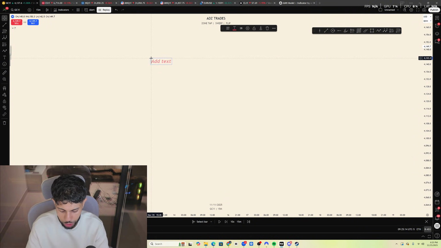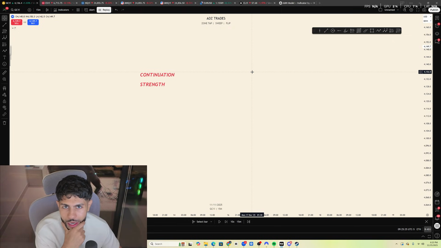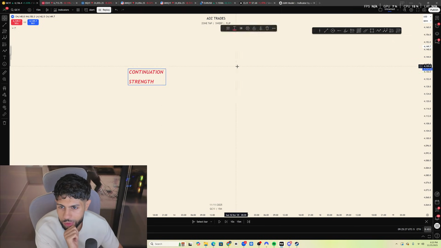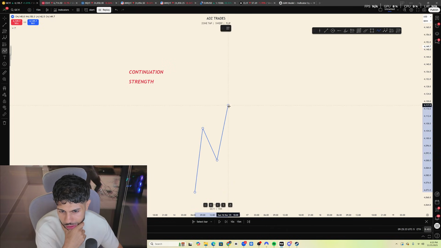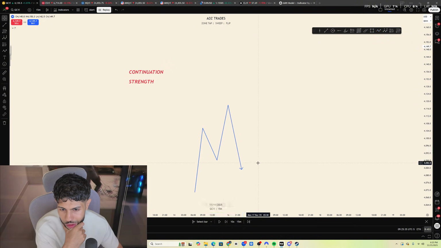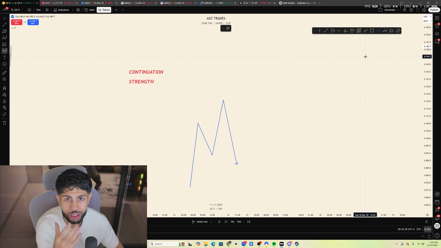So instead of a violent reaction, we want continuation, right? And we want strength. The easiest way to stop getting liquidity swept, making sure it's a break of structure, is just waiting for a new break of structure after that. So let's say you're not sure if this is a liquidity sweep or break of structure, just wait for the next break of structure.